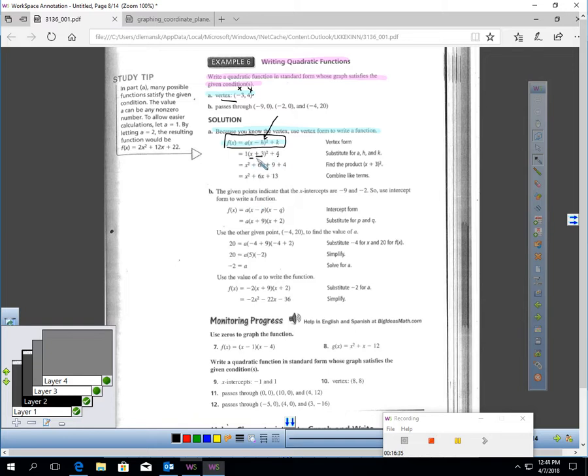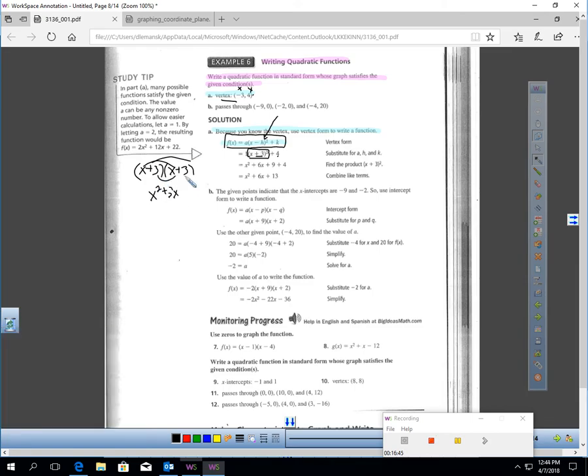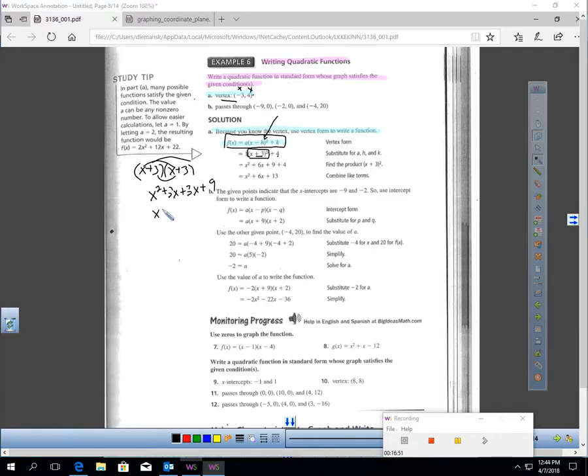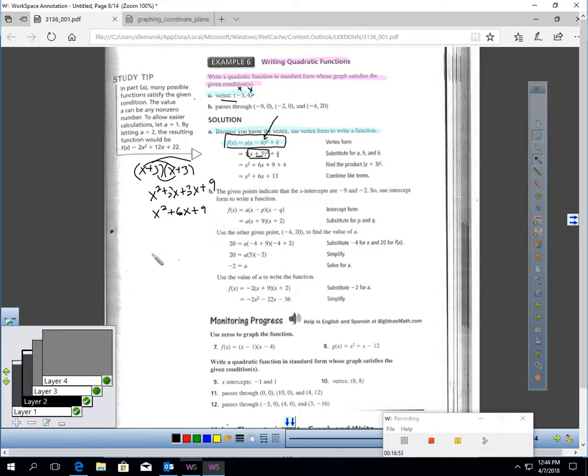So the first thing I need to do is take x plus 3 and square it. So let me do that. x plus 3 squared would be x squared plus 3x plus 3x plus 9. So this is x squared plus 6x plus 9. You can see that's where we're getting this. And then I have the plus 4 at the end. And 9 and 4 is 13. So there would be a function for this situation written in standard form. y equals x squared plus 6x plus 13 would be a function for this problem.